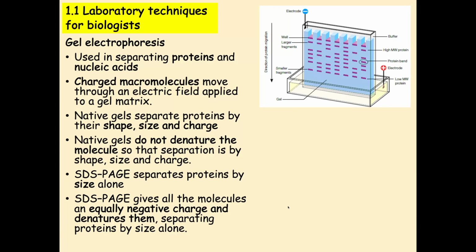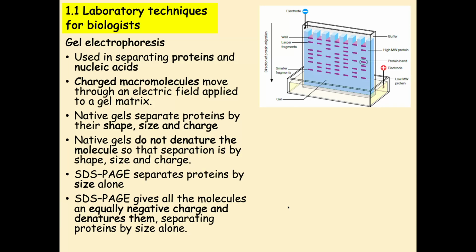Now, there are two types. There's the native gel electrophoresis, which separates the proteins by their shape, size, and charge. Okay, so by the three elements there, they do not denature the molecule. Okay, they do not denature the molecule. That's a key thing to remember. So the native gels will separate them by shape, size, and charge. And because the proteins are not denatured, they will maintain their shape, their size, and charge, so they can be separated by those means.